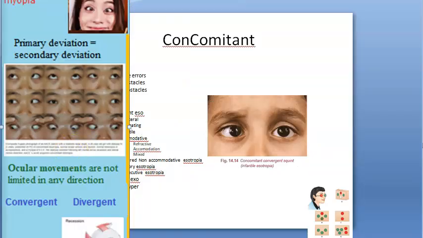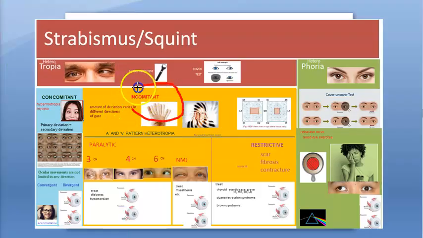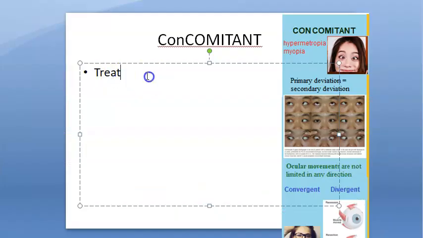Now, how to fix this? What is the treatment, guys? You have to give cosmetic correction, actually, right? Because they don't complain of any diplopia and all, right? Actually, in incomitant squint they will have diplopia, because their amount of deviation varies in different directions of the gaze. But here, as such, there is no variation; the deviation is constant in different directions of gaze. Here, they are telling you to go for cosmetic reasons, right? You will give, but you have to treat the underlying cause.